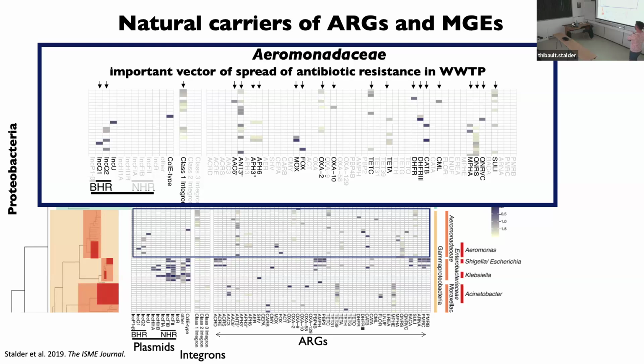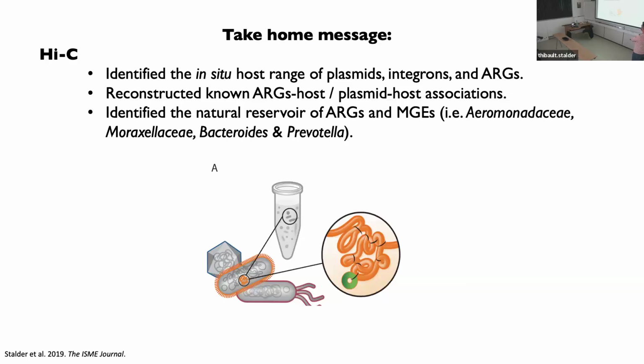And so we analyzed all our tree and our associations. And so the conclusion of the study was that Hi-C helped us identify the host range of plasmids, integrons and resistant genes, to reconstruct known associations, which was great, and to identify a natural reservoir of antibiotic-resistant genes and mobile genetic elements. I just talked about the Aeromonas C, but we also have the Moraxella C, which is a family hosting Acinetobacter, Bacteroides, and Prevotella.